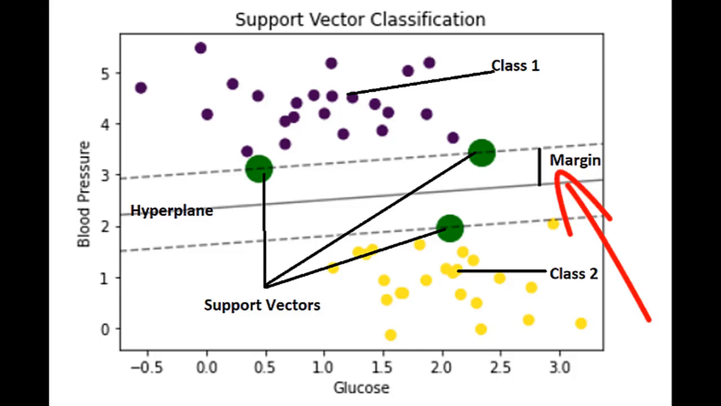The two parallel dashed lines on each side of the hyperplane are lines where support vectors are present. The perpendicular distance between the dashed line and hyperplane is called margin. Support vector machine tries to maximize this margin to create the best model. This is because maximizing this margin reduces the generalization error of the model.